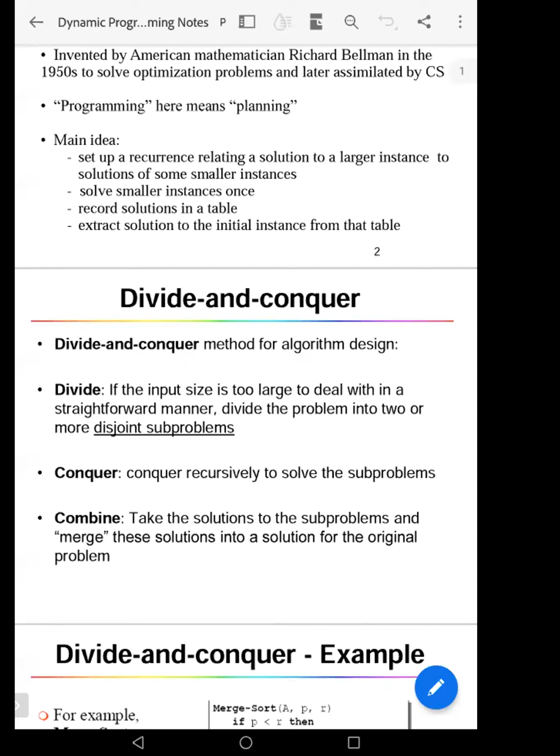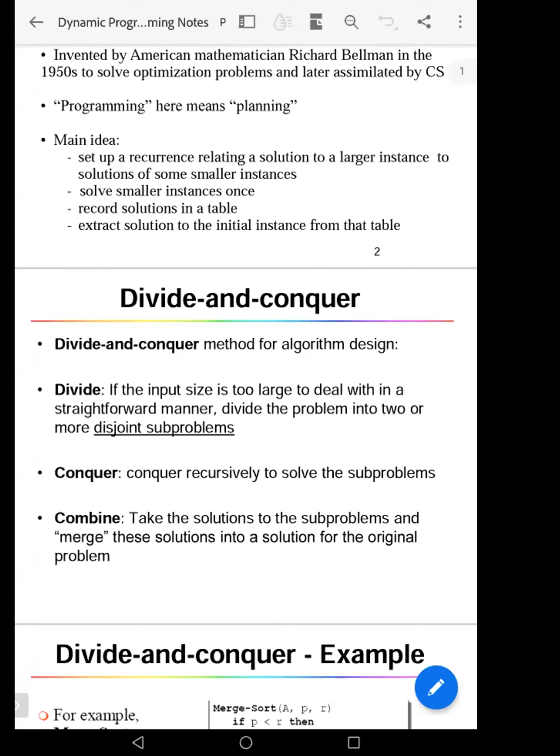the complexity is high in divide and conquer. So we prefer dynamic programming because once we solve the subproblem, we store it in the table, so we need not solve it every time. So that is the main advantage of dynamic programming over divide and conquer.